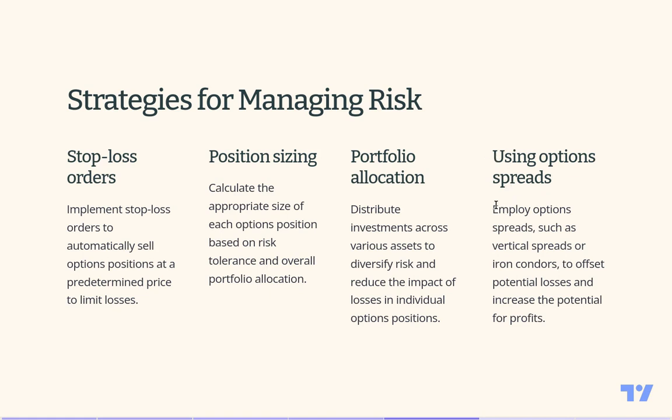Using option spreads. Employ option spreads such as vertical spreads or iron condors. Again, this comes back to strategy. When you are trading, there are two types of strategies: trading using the trend, and trading using the range. You need to know what strategy you want to start with. Later on, as you become experienced, you will be able to trade the trend and you will be able to trade the range. So that's what this means when it says using option spreads.